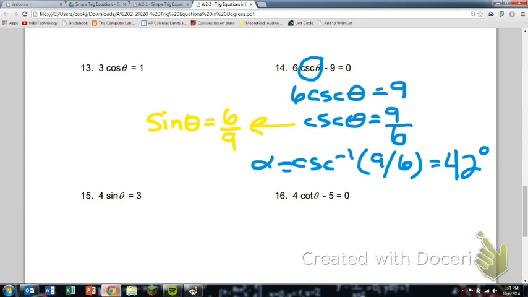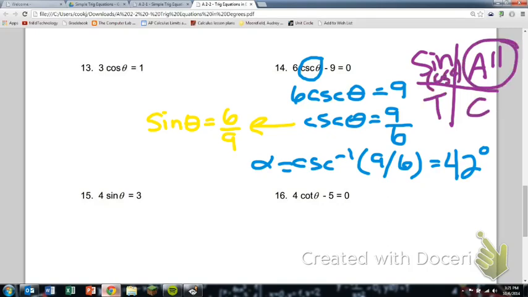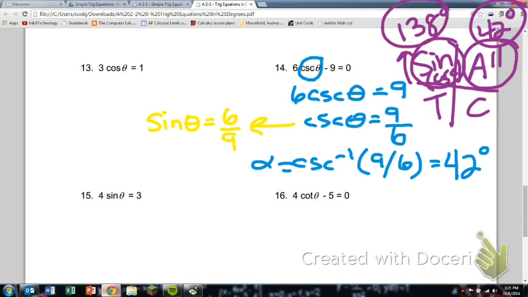And then cosecant is positive, because it's positive 9 over 6. Cosecant is positive in the first and second quadrants. Remember, sine and cosecant are going to have the same signs. So first and second quadrants. So the 42 degree angles in the first and second quadrants are 42. And then if you do 180 minus 42, because you're 42 degrees away from 180, you'd get 138. So 42 and 138.